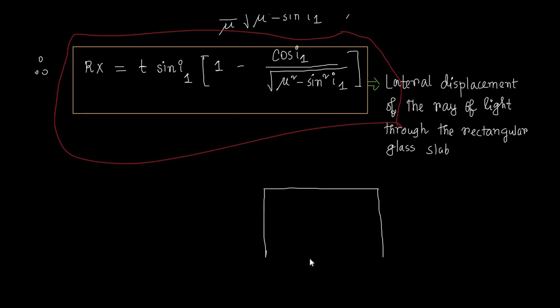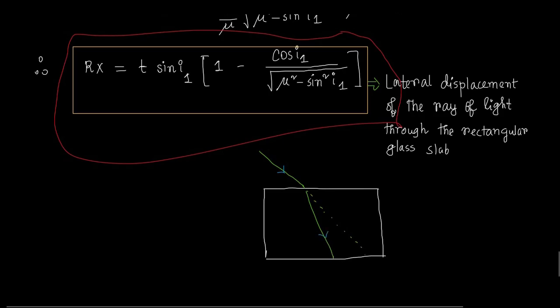So this is a rectangular glass slab through which a ray will be refracted along this direction, and this is the incident ray. The ray will be refracted along this direction, then it will emerge out along this direction, and in this case a ray is refracted through a rectangular glass slab. Now we can denote the lateral displacement. This imaginary line is the lateral displacement. PQRS is the direction along which the ray is refracted. T is the thickness of the glass slab.